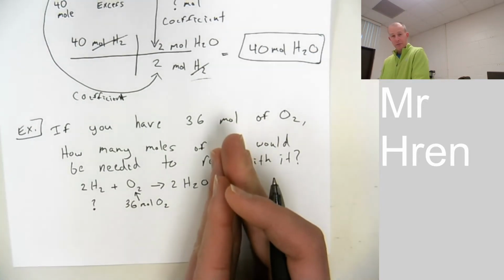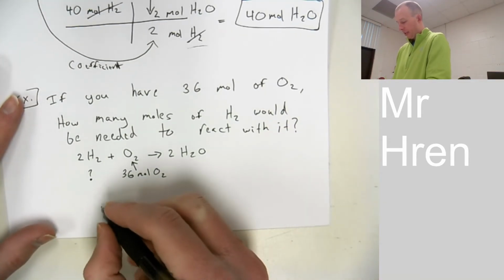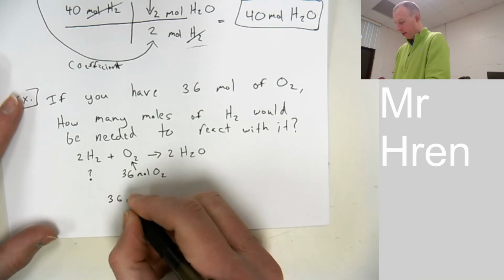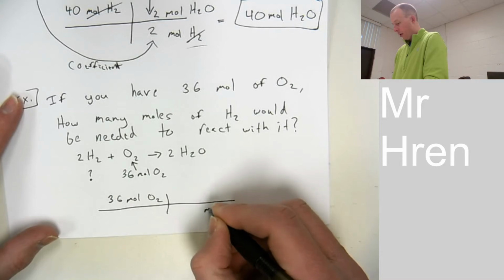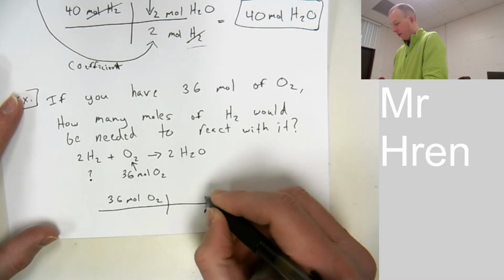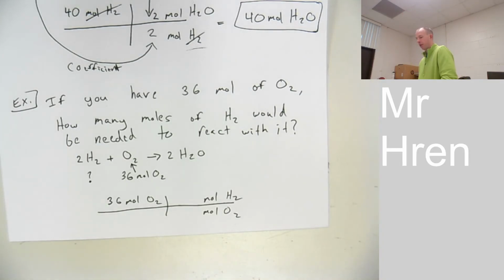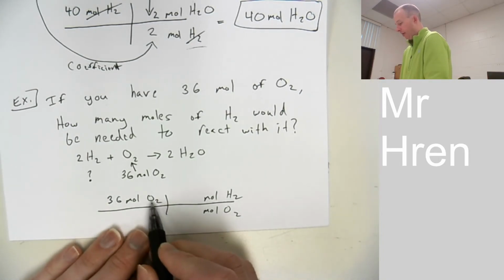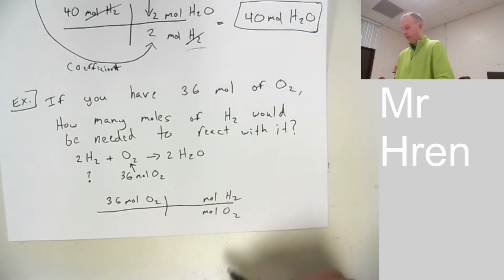Notice the product doesn't matter at all in this case. It doesn't play a role. So you set it up the exact same way as the other problem. You write 36 moles O2. You write moles of O2 over here, moles of H2 over there. Again, this gets copied down there automatically, and then our goal, question mark, is the thing we're putting up there.